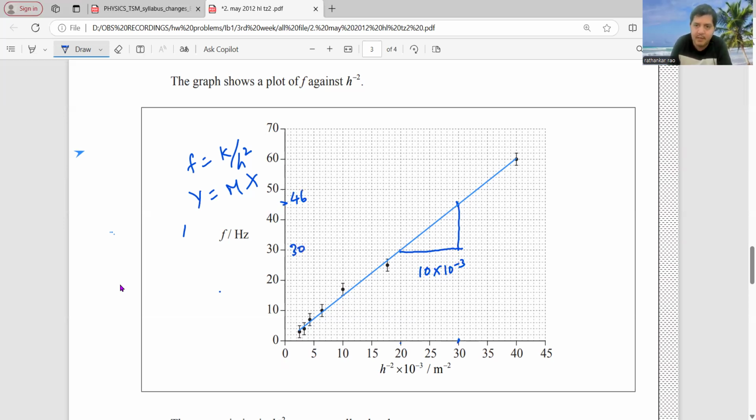So therefore, your slope will be equal to 46 minus 30, which is 16, divided by 10 into 10 to the power of minus 3, which should be 16 into 10 power minus 2, 10 square. What is the unit here? Frequency is in hertz, and divided by this one should be per meter square. So this should be 1600 hertz per meter square, right? Per meter square, the meter square here. So this should be your answer.